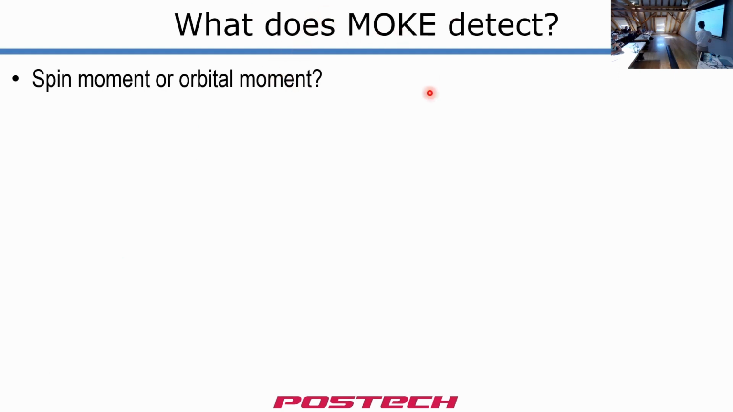And the next question is, what does MOKE detect? MOKE is known to detect magnetization, but magnetization can arise from spin moment or from orbital moment. Now, what does MOKE detect when we have both spin and orbit?